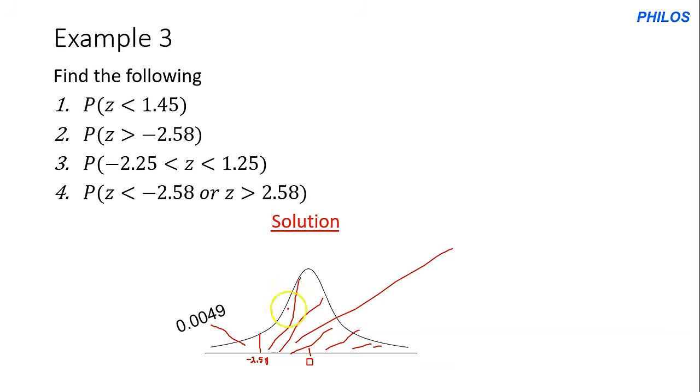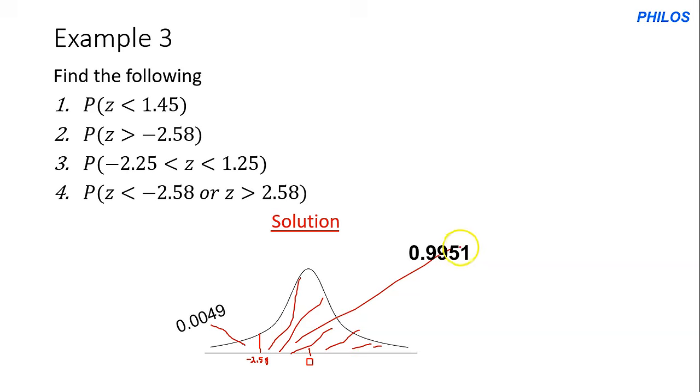So to get this shaded portion, the right, remember 1 minus left will give you right, and 1 minus right will give you left. Since we know the left to be 0.0049, to get the right, we just say 1 minus 0.0049, and that will give us 0.9951. So that is the answer to question 2 also.